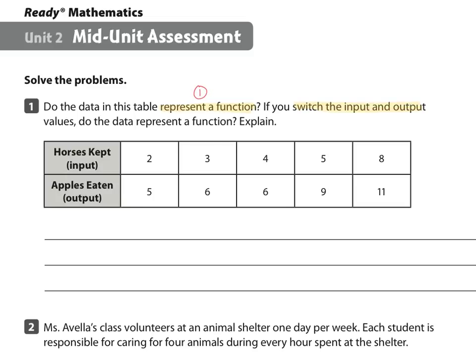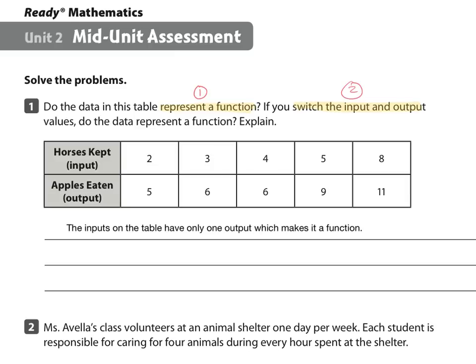So let's answer the first question. What we need to do is look at every single input value and see if the input values will give you a different output. So when we go to 2, you get 5. When you go to 3, you get 6. When you get to 4, it gives you 6. 5 gives you 9, and 8 gives you 11. So that means that 3, 4, 5, 6, and 8 are going to be your inputs, and they're not repeating, so they have one specific output.